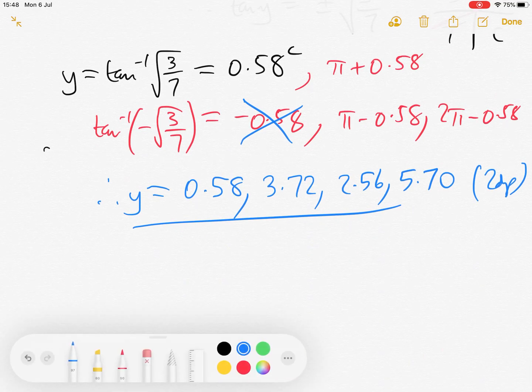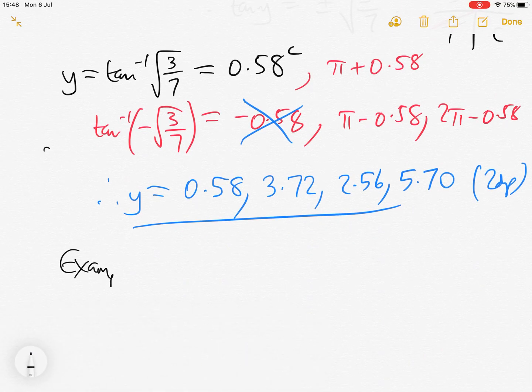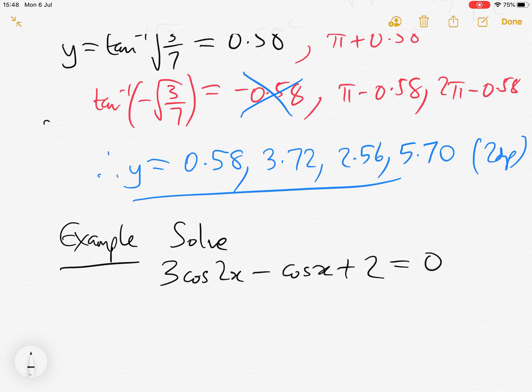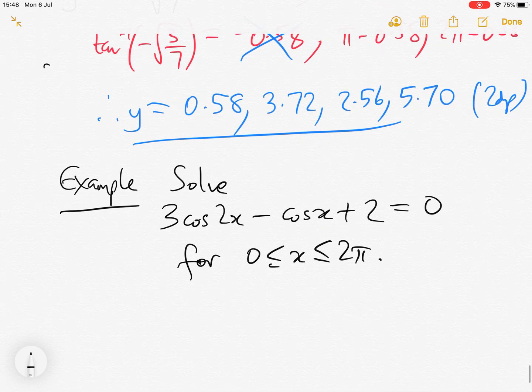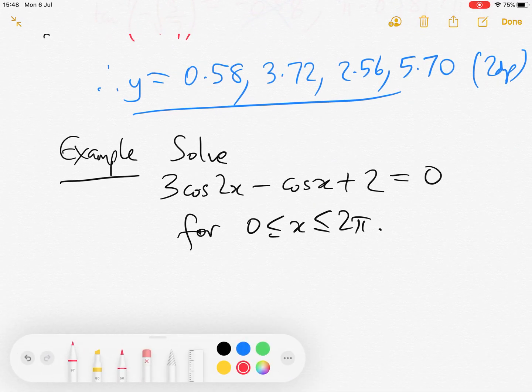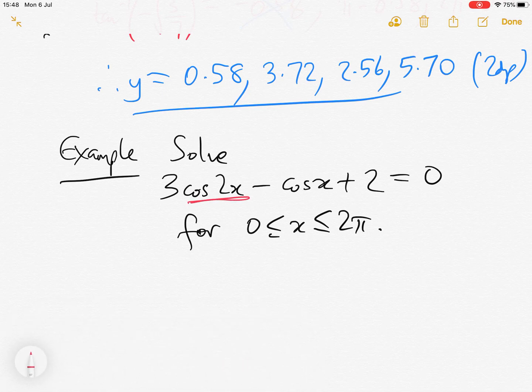Okay, let's do another example. So this time we want to solve 3 cos 2x minus cos x plus 2 equals 0 for x between 0 and 2 pi. So this time again, we're going to use a double angle formula for cos 2x.